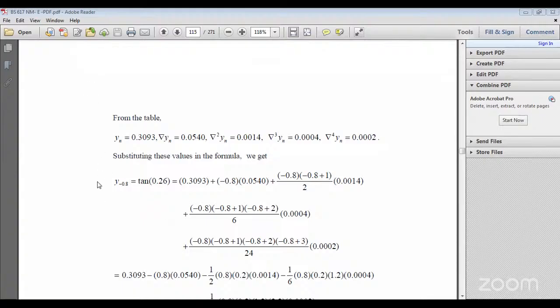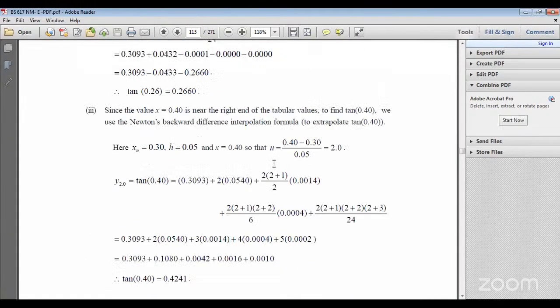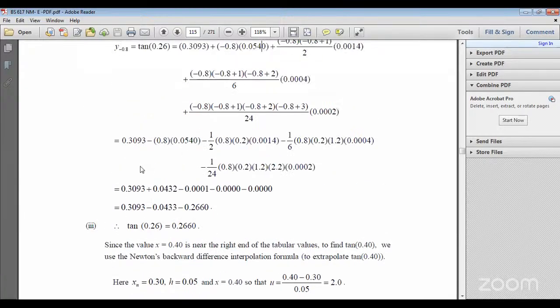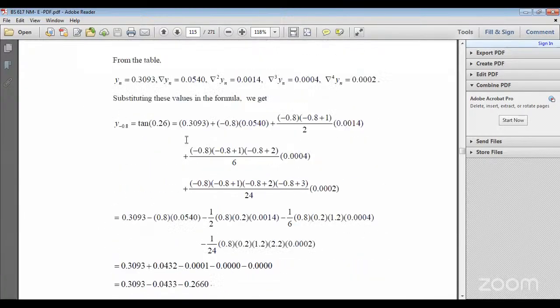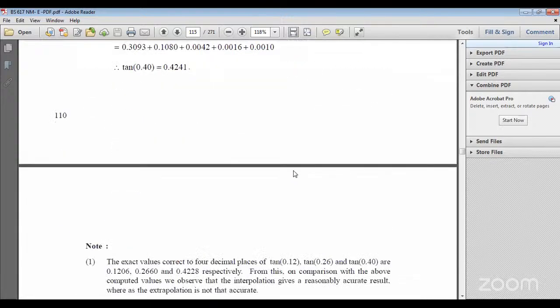So yn is equal to 0.3093. But nabla yn 0.0540, nabla square 0.0014, nabla cube 0.0004, nabla 4 0.0002. All these values I am substituting here. So therefore automatically tan 0.26 is also there. Then also the same values, I am applying, and the calculated values come out the same here.